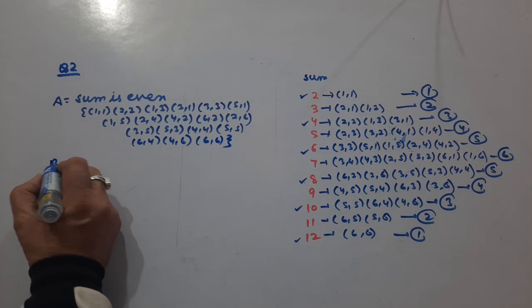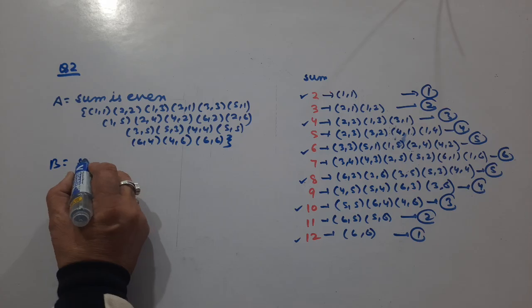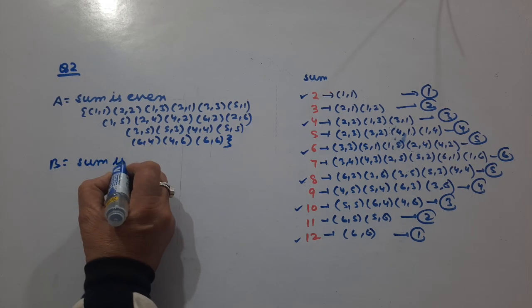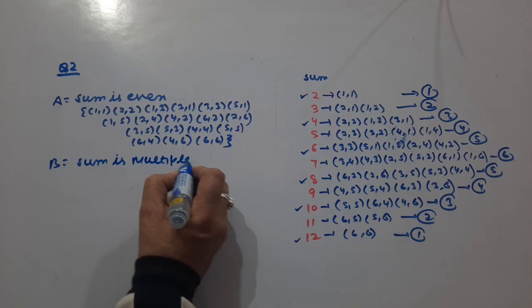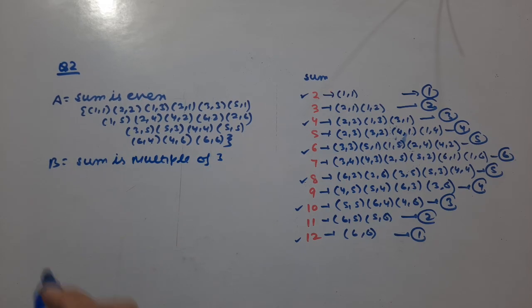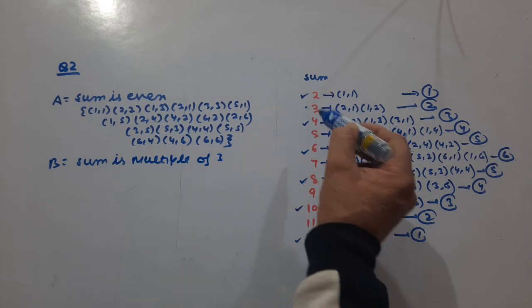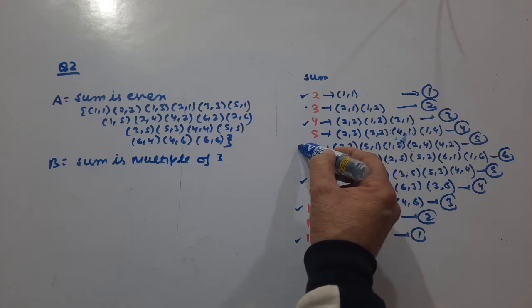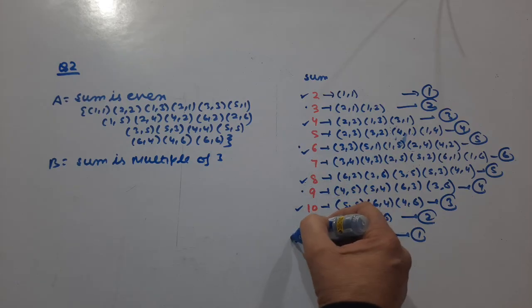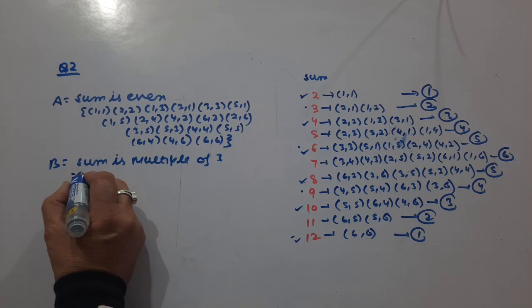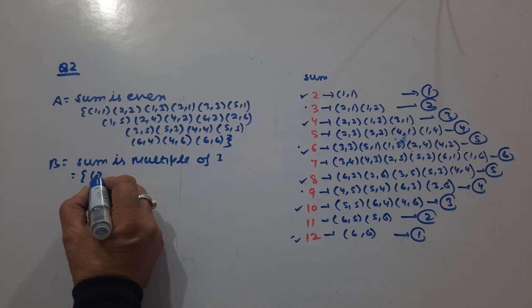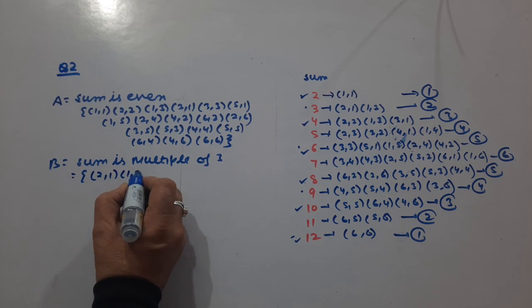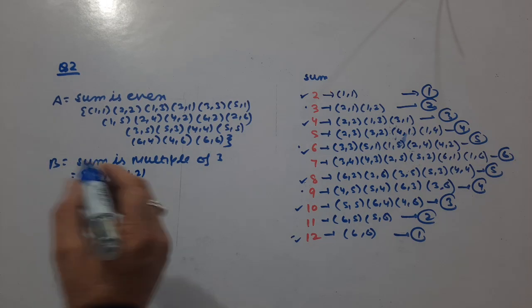Then event B: sum is a multiple of 3. Multiple of 3 means the sum is either 3 or 6 or 9 or 12. So write the cases. Sum is 3 means we can write 2 1 and 1 2, two cases. Sum is 6.